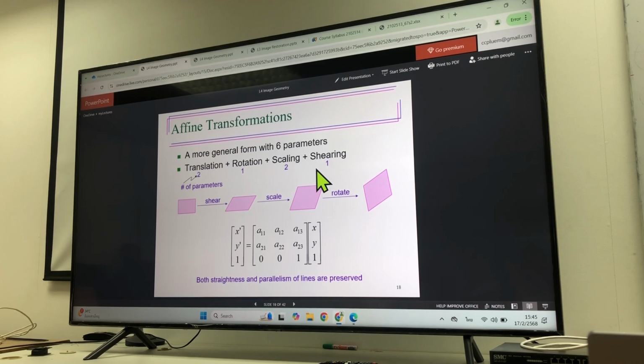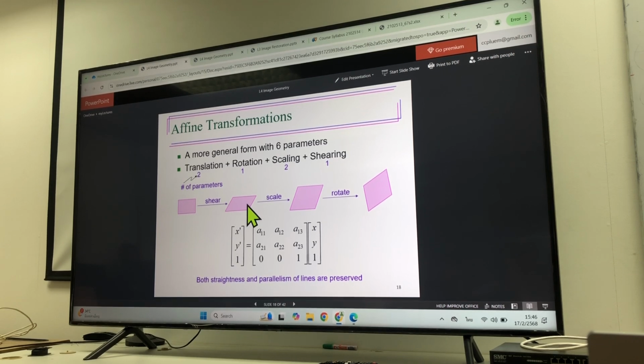The remaining one comes from shearing. Shearing has one more parameter, so we have a total of 6 parameters. Shearing changes a rectangle into a parallelogram.